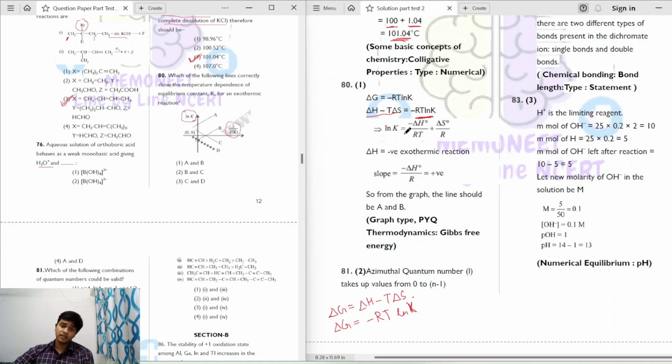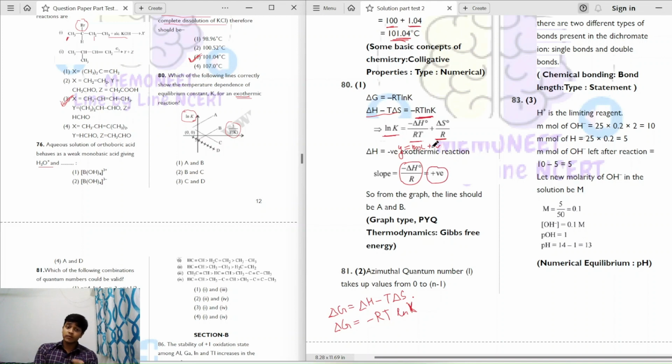As we can see, the graph is between ln K and 1 by T. So if we rearrange, we get ln K is equal to minus delta H divided by RT plus delta S divided by R. So this is a y is equal to mx plus c kind of equation, right? Where the slope is given by minus delta H naught by R. And we have been given an exothermic reaction. So for an exothermic reaction, the value of delta H is negative. So when delta H is negative, the slope will become positive.